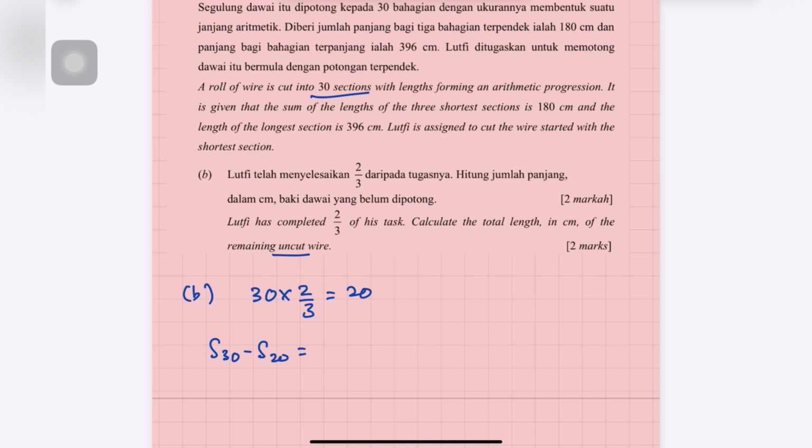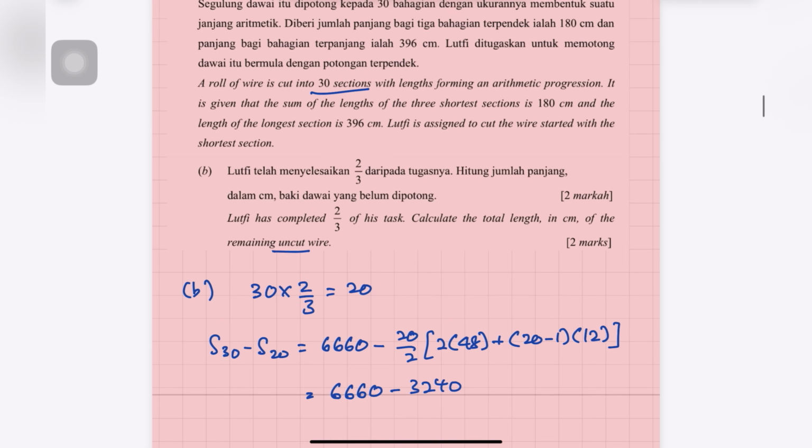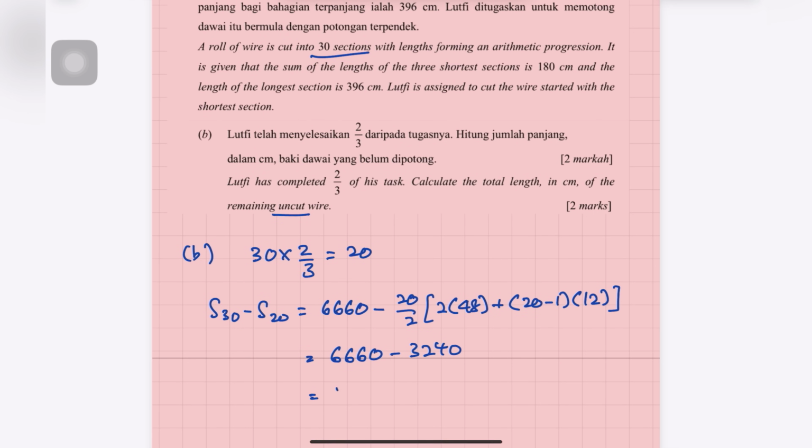So S30, which we found in part A just now, is 6660. S20 is 20 over 2, 2A, which just now is 48, plus 20 minus 1, D is 12. So we get 6660 minus 3240. Okay, so the answer is 3420.